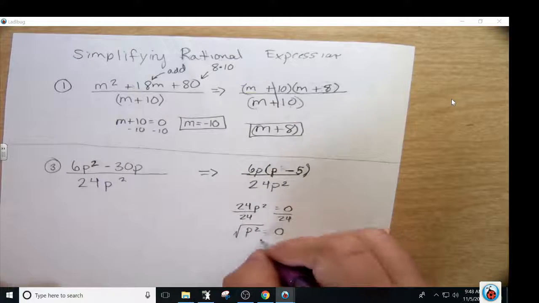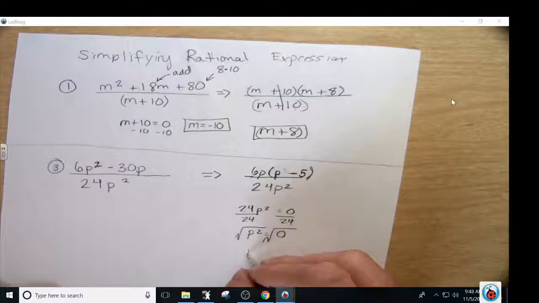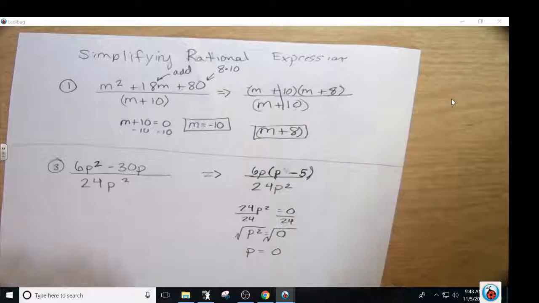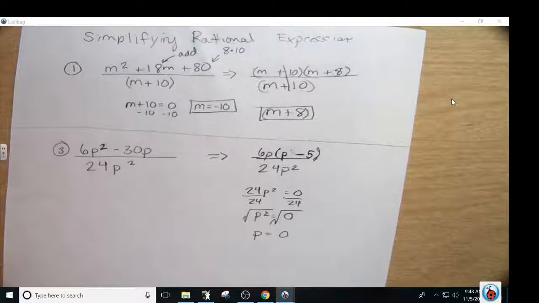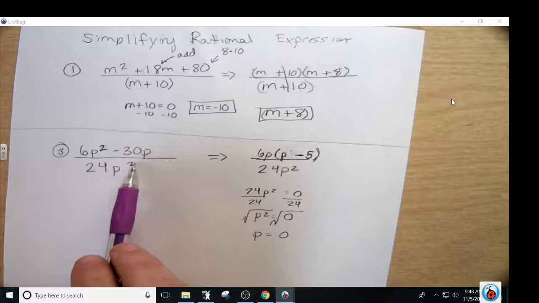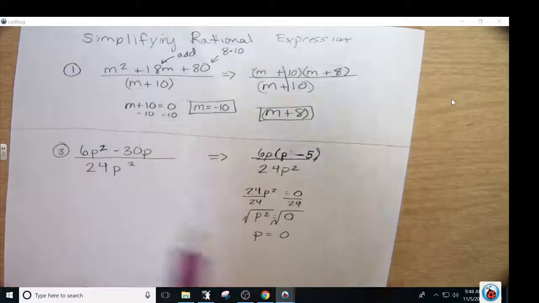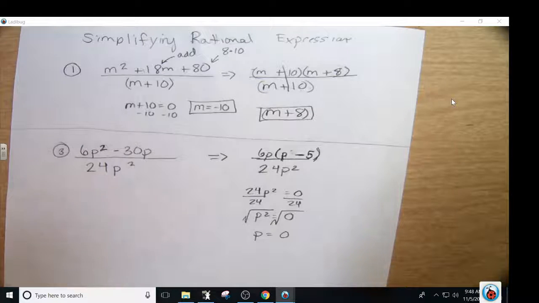So take the square root of both sides. So my excluded value here is 0. All right, guys, on the test you will have to find excluded values. And all you do is take whatever has a variable in the denominator and set it equal to 0 and solve it.